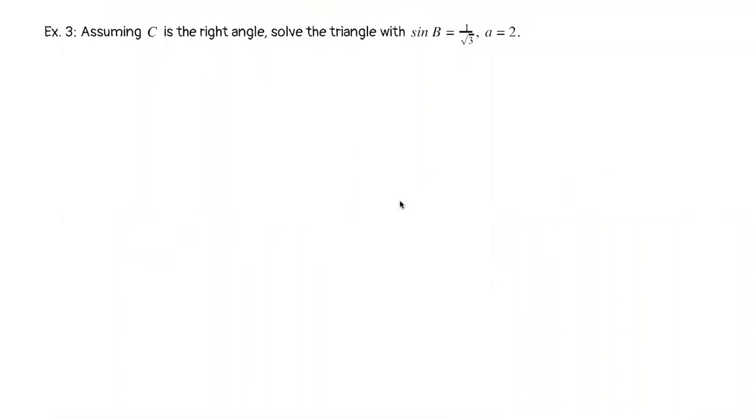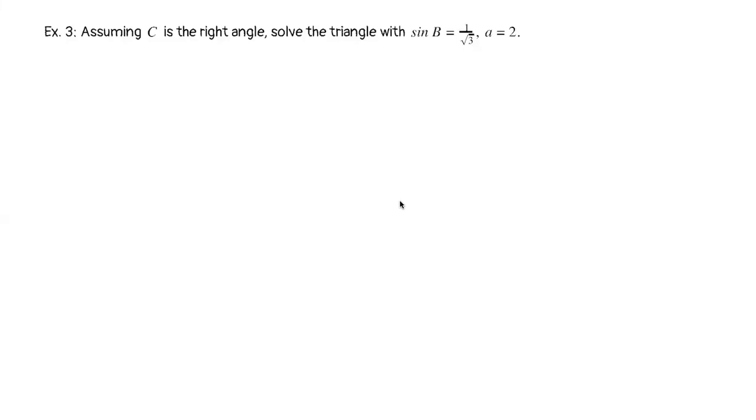So let's assume that C is the right angle. And what I'd like us to do is to solve a given triangle, all right? So solve the triangle that has sine B equals 1 over root 3 and a equals 2. And so what we're going to start off with here is a diagram, okay? If they give you a problem that has a lot of words in it, I really like to bring it back to a diagram so I can see what kind of information I have.